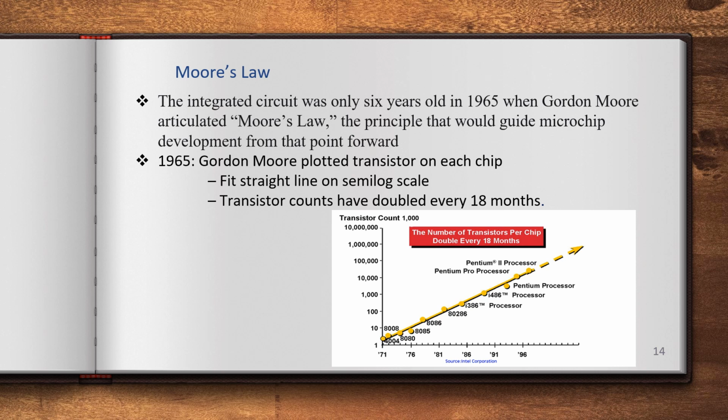Moore's law. The integrated circuit was only 6 years old in 1965 when Gordon Moore articulated Moore's law, the principle that would guide microchip development from that point forward. In 1965, Gordon Moore plotted transistors on each chip. If you see this plot, as years increase, the number of components integrated over a single chip also increases. It is exponential growth. The number of transistors per chip doubles every 18 months. This is called Moore's law.